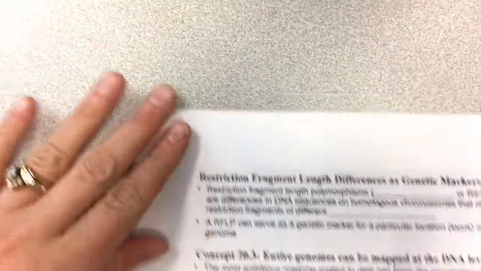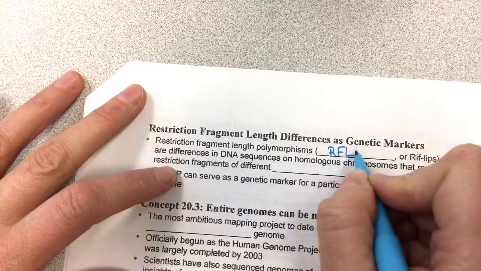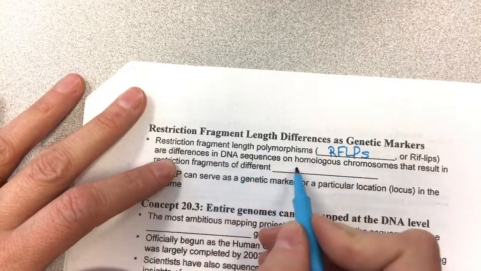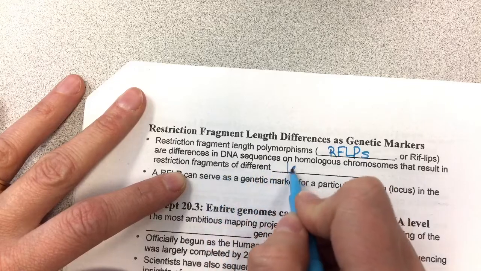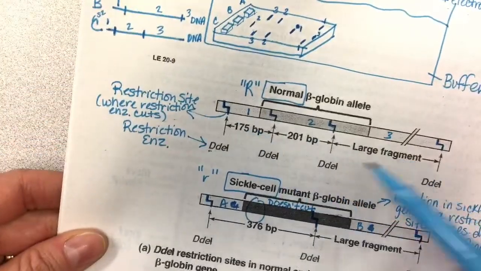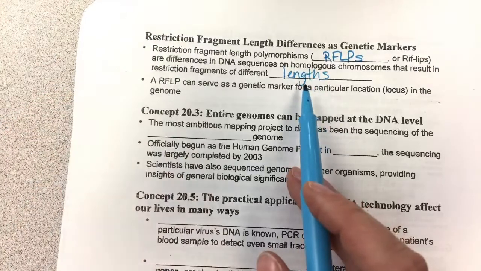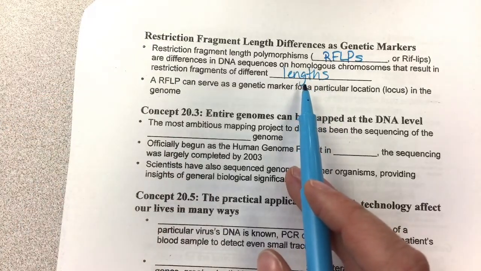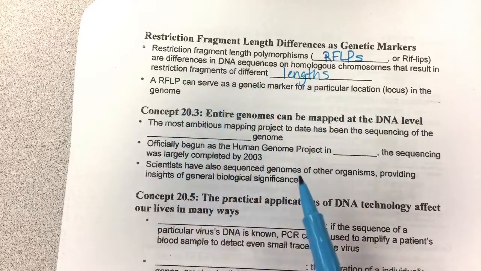So if we flip over here, restriction fragment length polymorphisms are called RFLPs for short. These are differences in DNA sequences on homologous chromosomes that result in restriction fragments of different lengths. So we saw this with the sickle cell gene. We have homologous chromosomes, and we have differences between them, causing them to cut differently, and therefore end up in different lengths of fragments. And so this RFLP can serve as a genetic marker for a particular location in the genome. Okay?